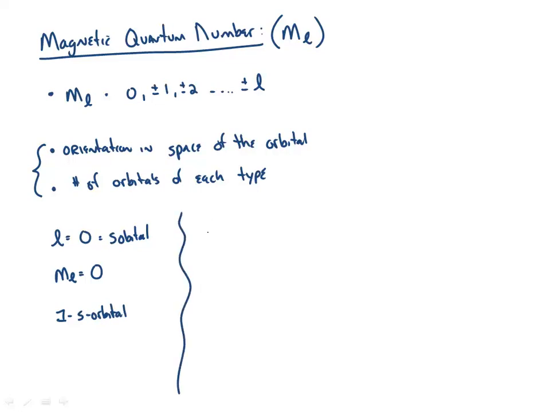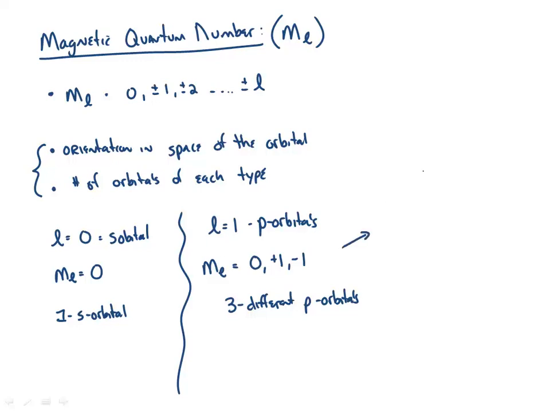If we take a look at what happens when we have L equals 1, that's describing our p orbitals. Now here, m sub l can have a bunch of different values. It can be 0, plus 1, or minus 1. And so that describes 3 different p orbitals. And what that's really describing is their orientation in space.